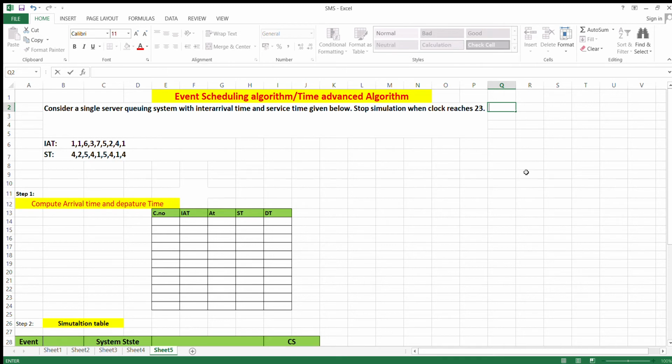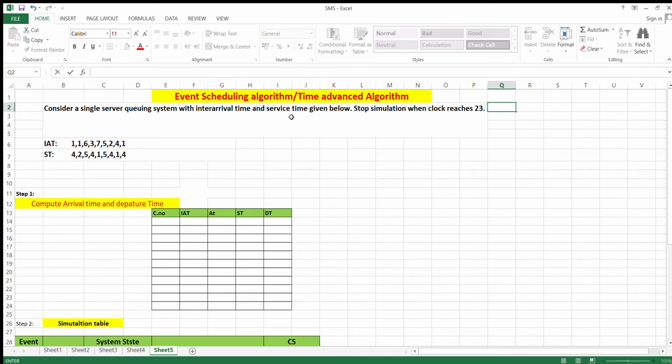Okay, this question was asked in the exam June July 2019 for 8 marks. See the question: consider a single server queuing system with inter-arrival time and service time given below. Stop simulation when clock reaches 23.